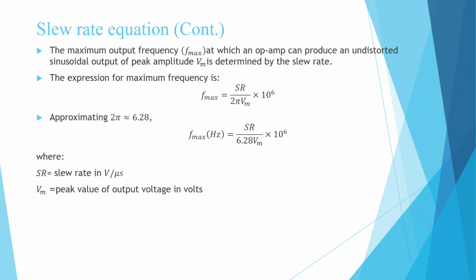If the input frequency exceeds F max, the op-amp output becomes distorted because the output cannot change fast enough. This distortion is called slew rate distortion and is common in high frequency, large amplitude applications.